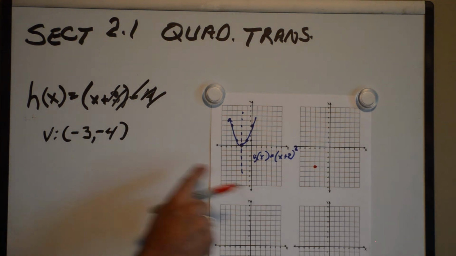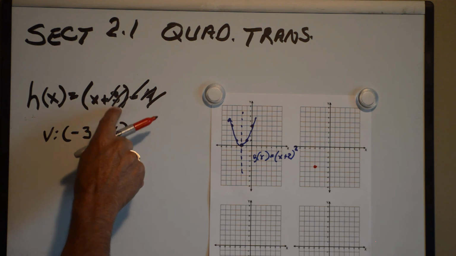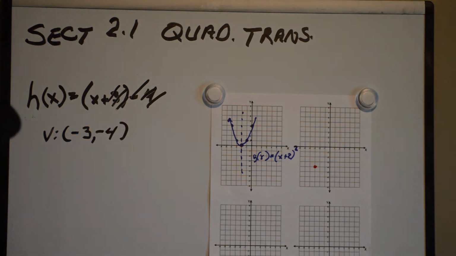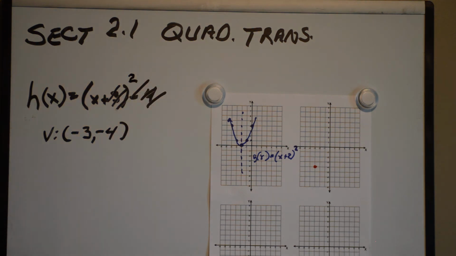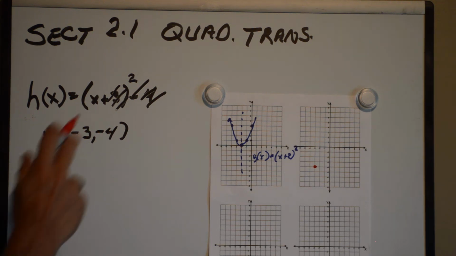Alright, so once we have our vertex, we don't care about that anymore. All I have left, you know we're doing quadratics, so don't forget to put that 2 there. You know it's there, even though I didn't write it, because the only way for a function to be a quadratic is it has to be squared.